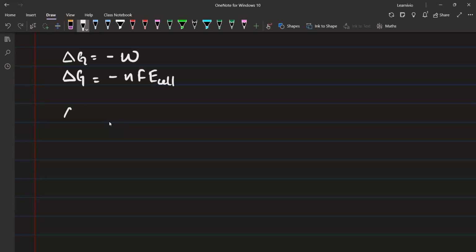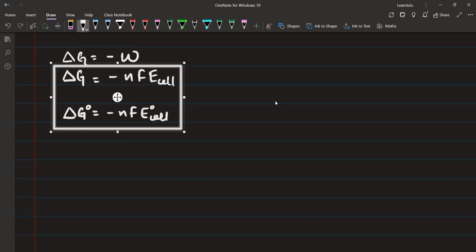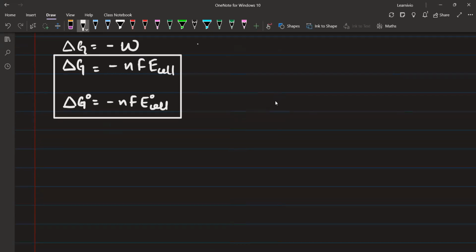And if I want to calculate the standard Gibbs free energy, delta G naught, it will be equal to minus nFE naught cell. These are very similar looking, but I hope you can understand. E naught is in the standard condition, EMF and E cell are in general condition. Okay, so please keep writing.